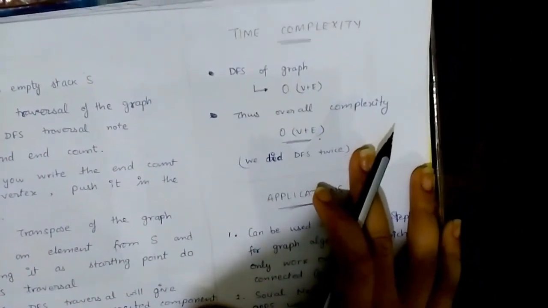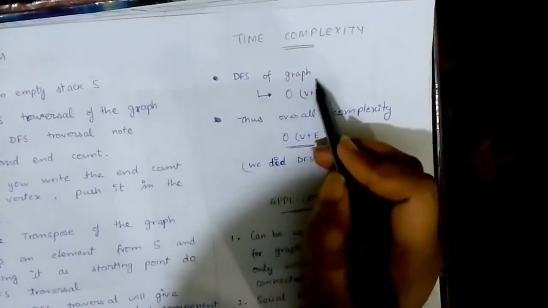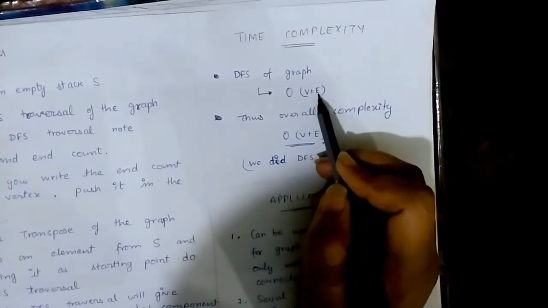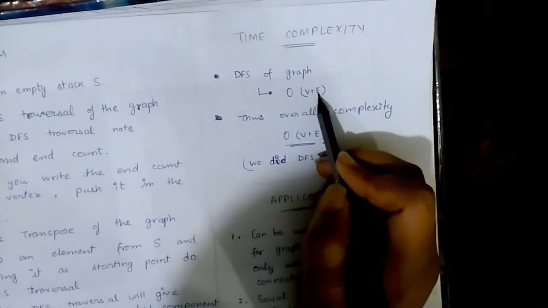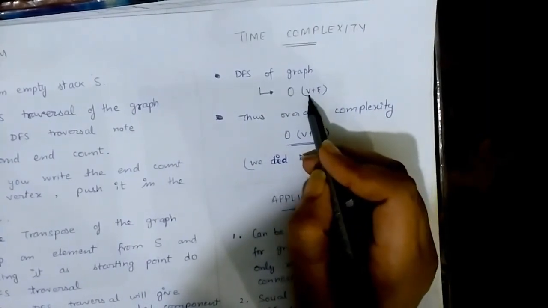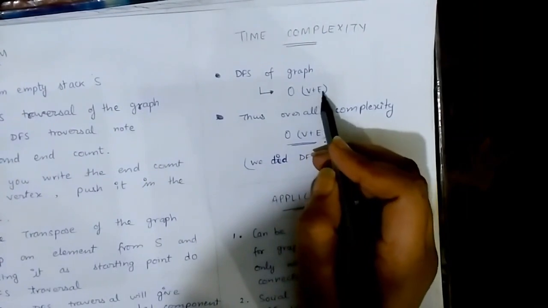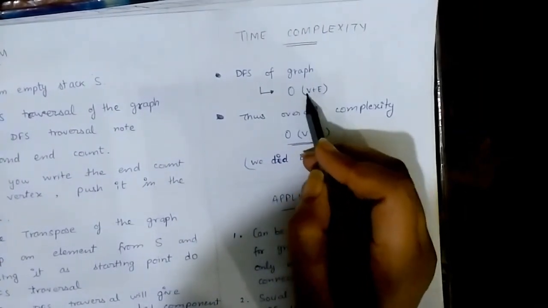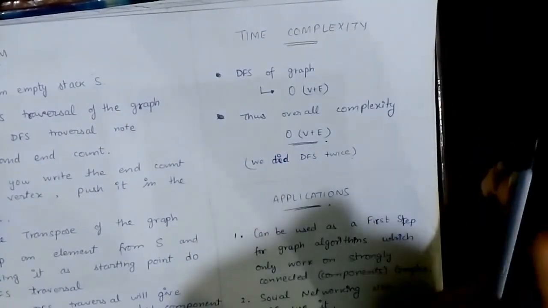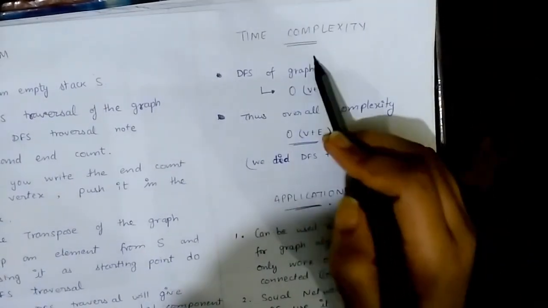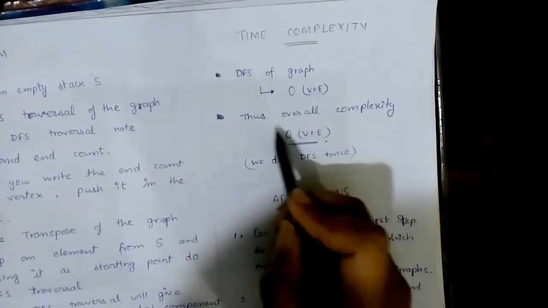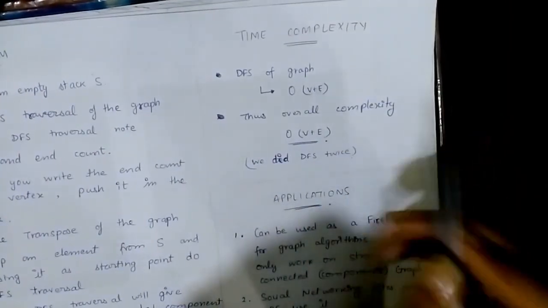Now, looking at the time complexity, in DFS traversal of a graph, we visit all of the vertices and almost all of the edges. So the maximum possible time complexity would be the maximum of the two. So we write it as big O of V plus E, where V is the number of vertices and E is the number of edges. Thus the overall complexity, since we are performing DFS traversal twice, on the original graph and on the transpose graph, with no other operations, would be big O of V plus E.